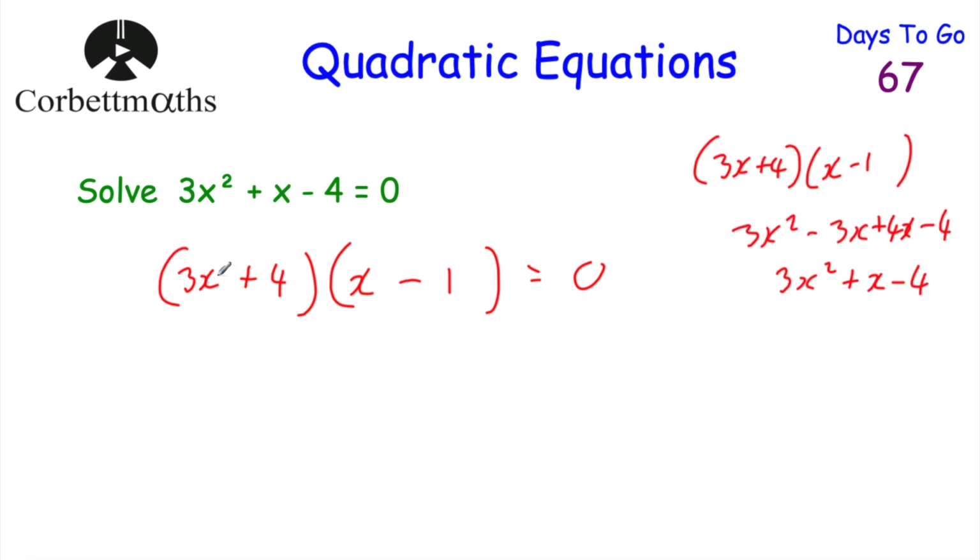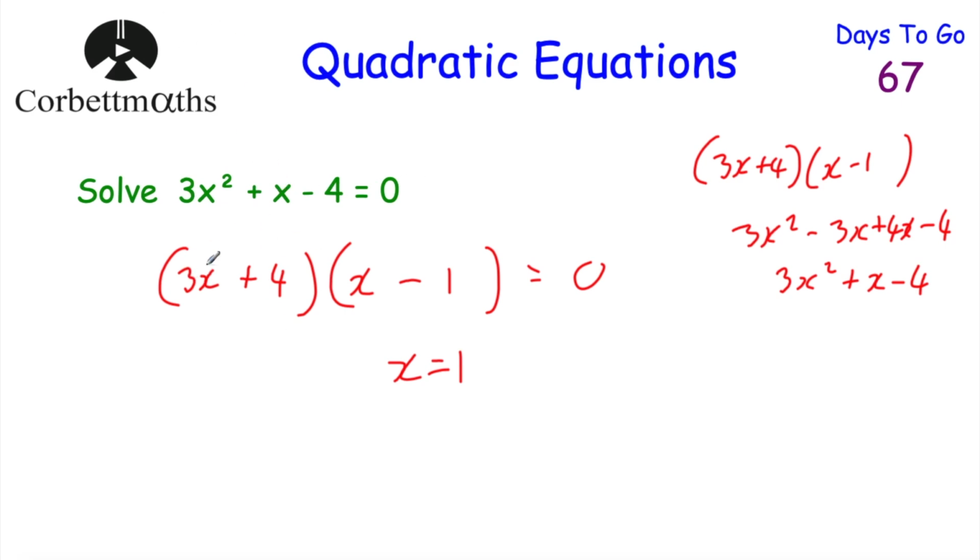Fantastic. Now, obviously, if we've got two brackets multiplying together to be 0, either one of the brackets is equal to 0. Now, this one's quite straightforward. x equals 1. That's one of the solutions, because obviously 1 take away 1 is equal to 0. And if we just check it, 1 squared is 1, times 3 is 3, plus 1 is equal to 4. Take away 4 is 0.